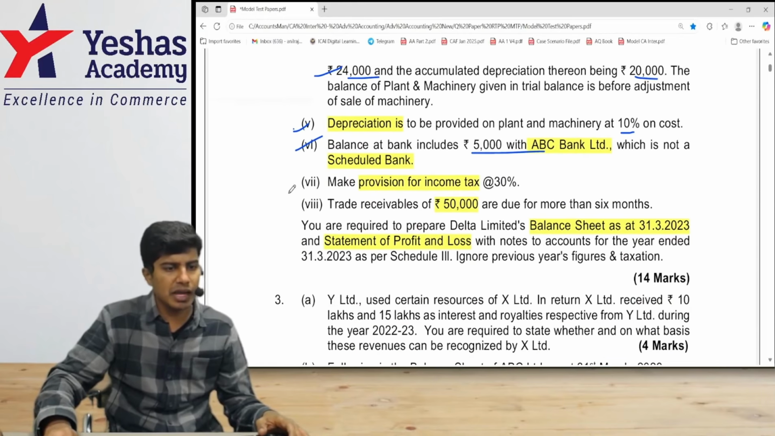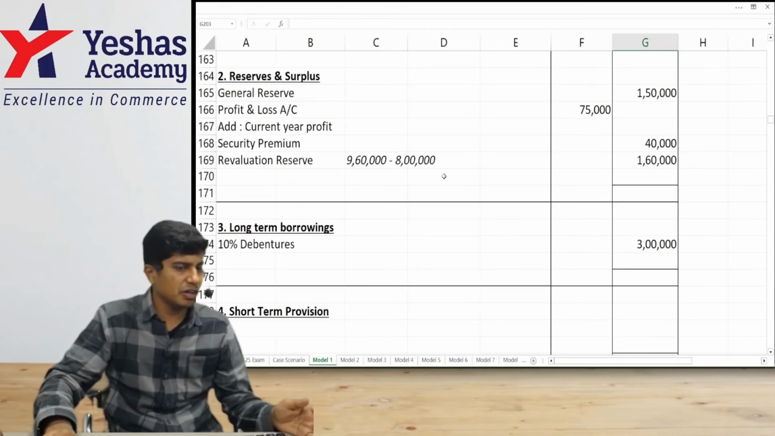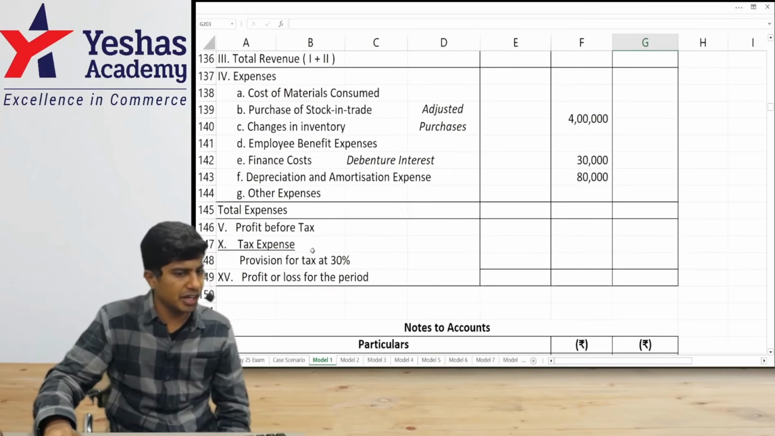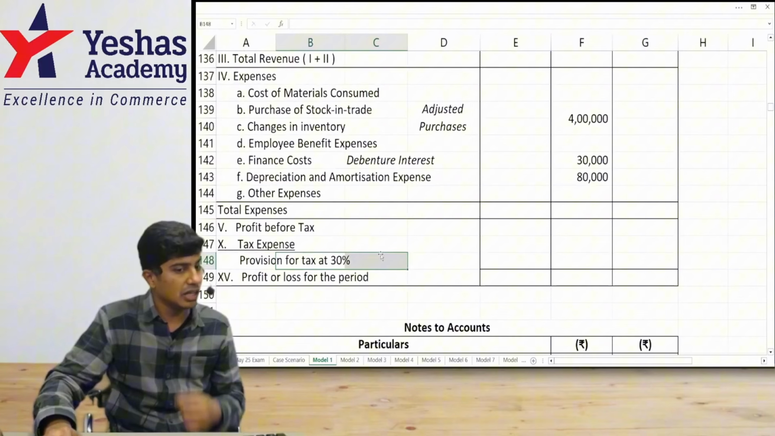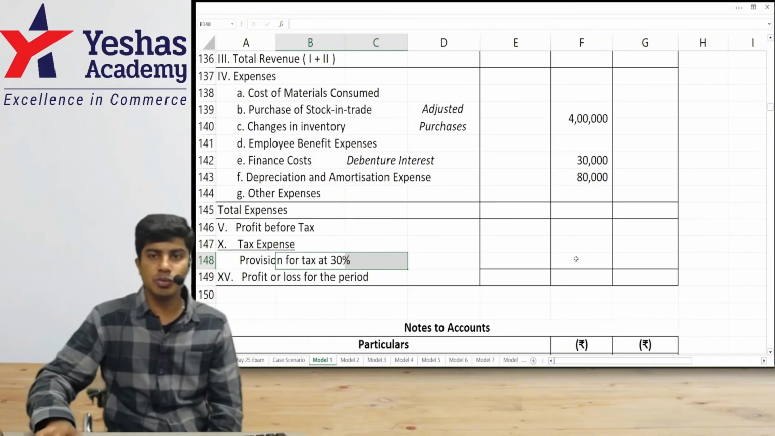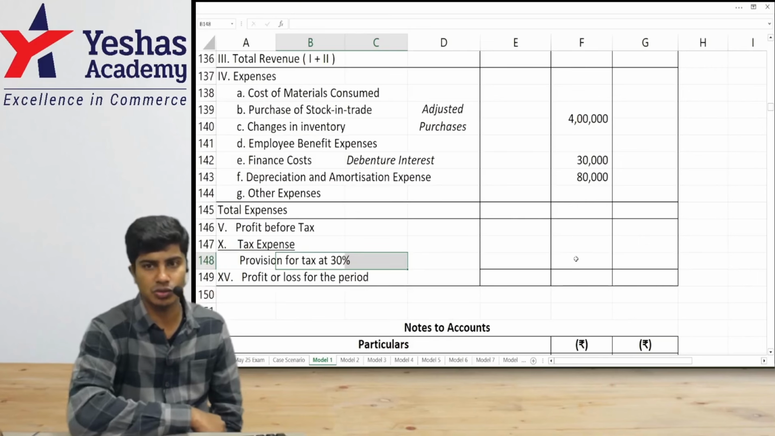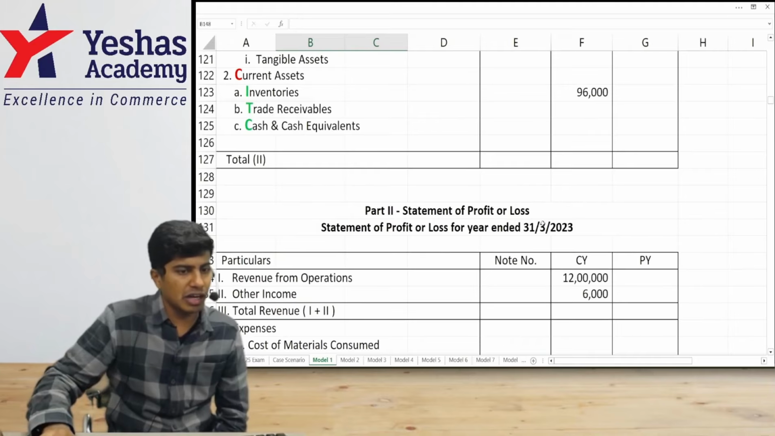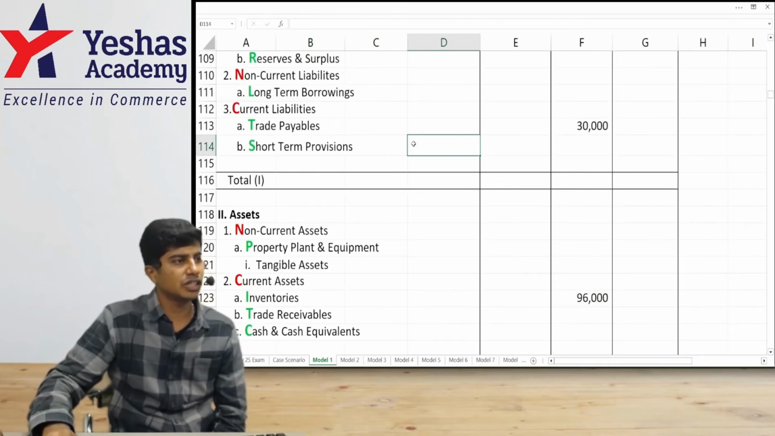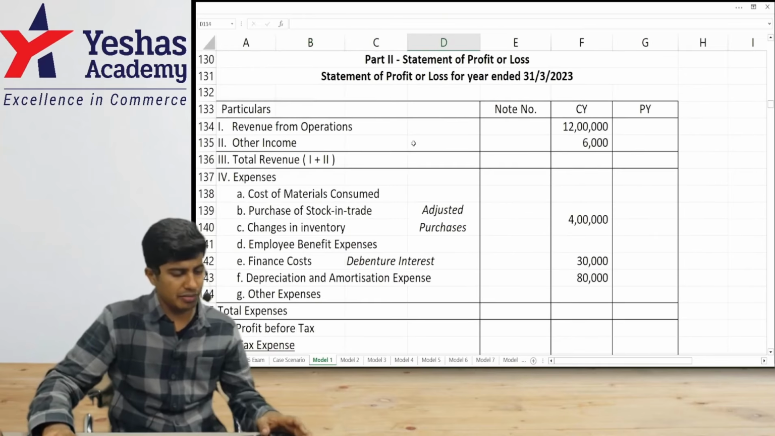Then what is the next adjustment? Make provision for tax at 30%. This has to be written in P&L. In our statement of profit or loss, which is not yet full, after I post all the items, here I will create provision for tax at 30%. This provision for tax amount, whatever I write here, if it is paid, it has to be reduced in cash and cash equivalent notes to accounts. If it is not paid, it will appear in balance sheet as short term. You understood this?